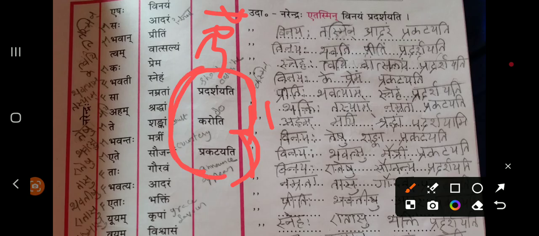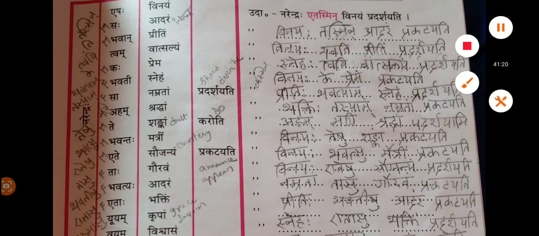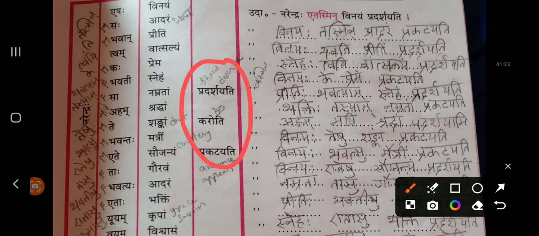I need to convert into its first person. How can I convert into first person? I need to go to sanskritabhyas.in, type pradarshayati and get the uttama purusha form. What is the uttama purusha form of pradarshayati? Pradarshayami. So I'm talking about myself, so pradarshayami will come. Pradarshayati when will it come? Whenever I want to talk about third person. So this one you need to analyze.